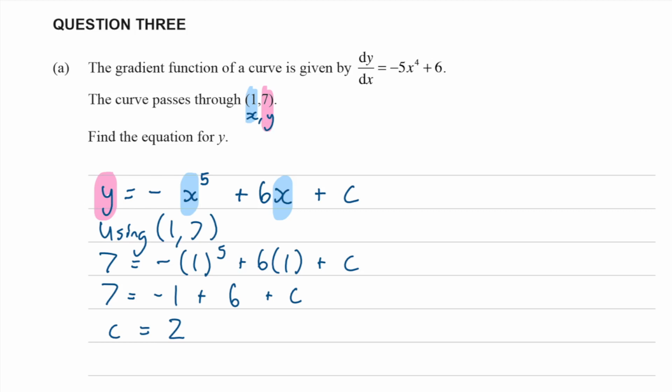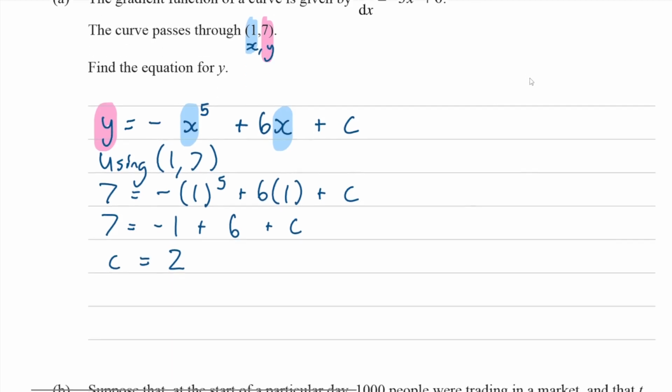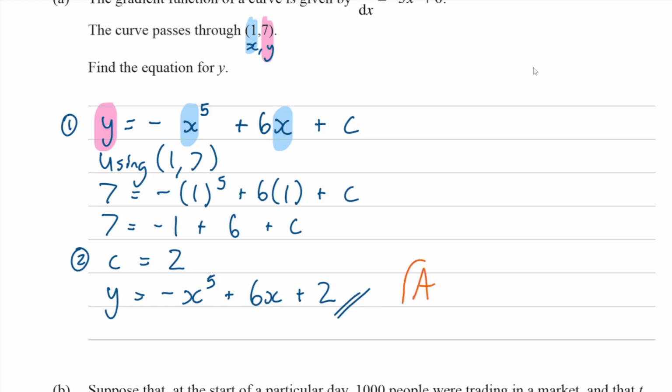Alright, so let's ask ourselves, have we found the equation for y? No. We found c, and we found y in terms of c, so now let's put them together. So y equals minus x to the power of 5 plus 6x plus, instead of c, plus 2. And then we're done. So that is a quintic function, so the highest power of x is to the power of 5. Cool, and that is an achieved question.